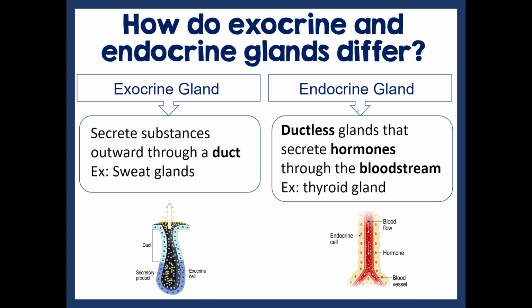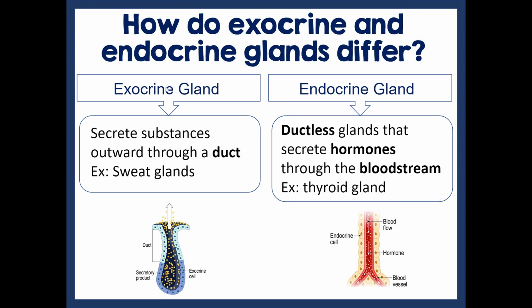Now, endocrine glands are ductless glands, so they don't have a tube that leads to the surface, and endocrine glands are going to secrete hormones through the bloodstream. So an example of an endocrine gland would be your thyroid gland, which is in your neck. It's just below where the Adam's apple is on men, and it sits in front of the windpipe. That's where your thyroid gland is at. So that would be an example of an endocrine gland.